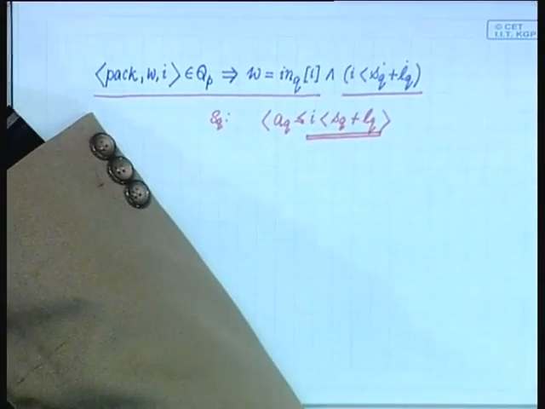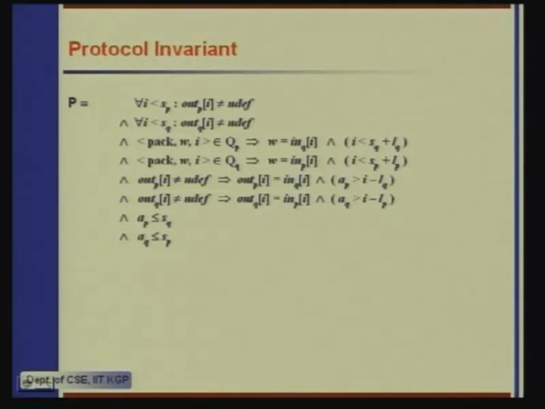Let us look at the third thing here. So, we have looked at these four. This is symmetric to the previous one and can be proved by a similar reasoning. Now, let us look at this one. Out pi is not equal to undefined implies out pi equal to in qy and AP is greater than I minus LQ. Okay.